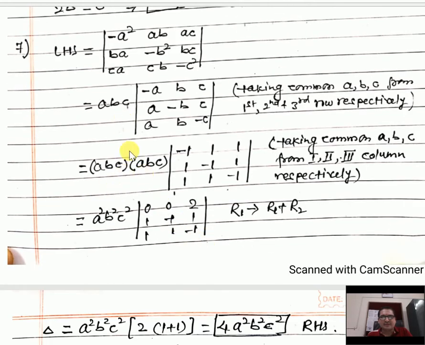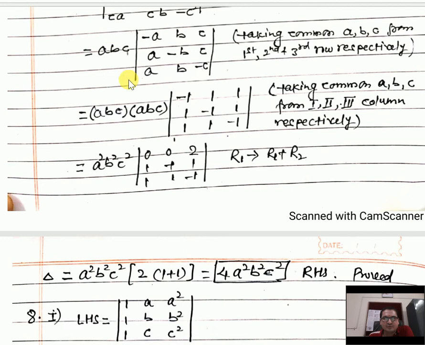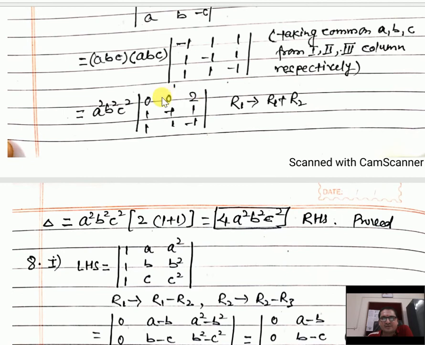So now abc is done. Now again you can take common a from C1, b from C2, and c from C3. So again I am taking a, b, c common. Here minus 1, 1, 1, here 1, minus 1, 1, here again 1, 1, minus 1. So here a square, b square, c square, and now you can add R1 plus R2, R1 changes, so this will be 0, this will also be 0, and this will be 2.